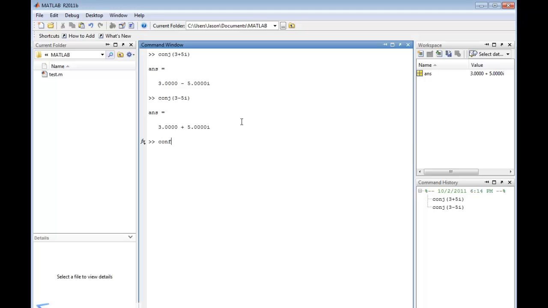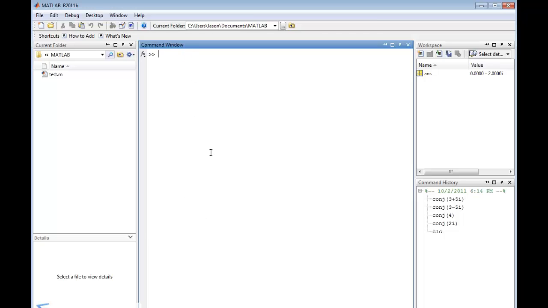If you try to take the conjugate of a real number, like 4, then the answer is just going to be real, because the conjugate only makes sense if you have a complex number. If you take the conjugate of a pure imaginary number, it's just going to stick a negative in front of the imaginary portion. So the conjugate function in MATLAB works exactly how you would expect.